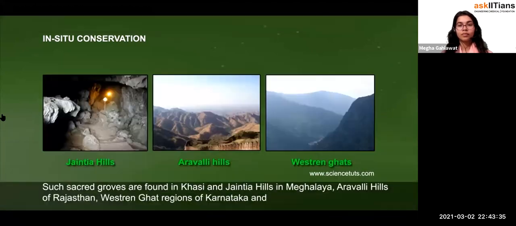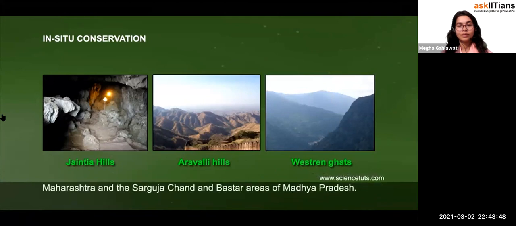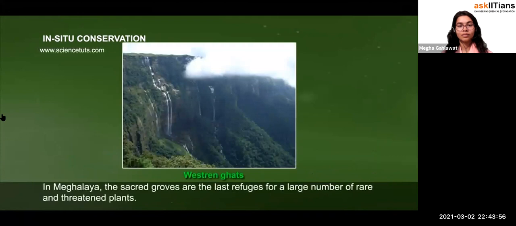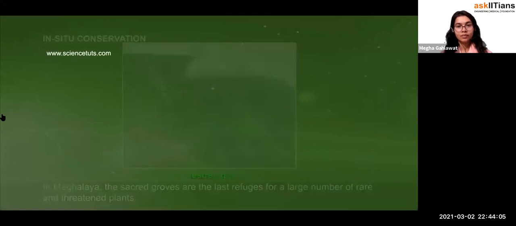Such sacred groves are found in Khasi and Jaintia hills in Meghalaya, Aravalli hills of Rajasthan, Western Ghat region of Karnataka and Maharashtra, and the Sarguja, Chanda and Bastar areas of Madhya Pradesh. In Meghalaya, the sacred groves are last refuges for a large number of rare and threatened plants.